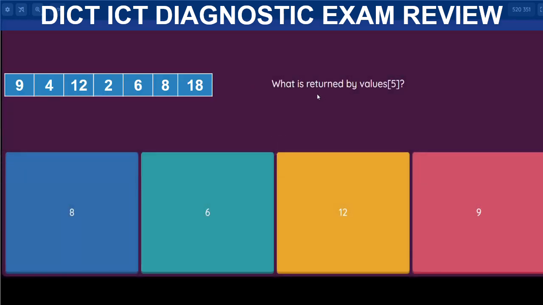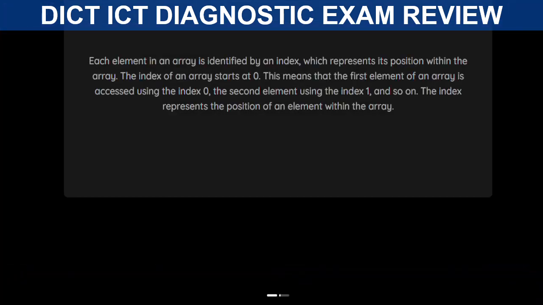So what is returned by values[5]? So fifth element. So here an array starts with 0, index 0, 0, 1, 2, 3, 4, 5. So this one, values[5], is 8. So each element in an array is identified by an index which represents its position within the array. So the index of an array starts at 0.